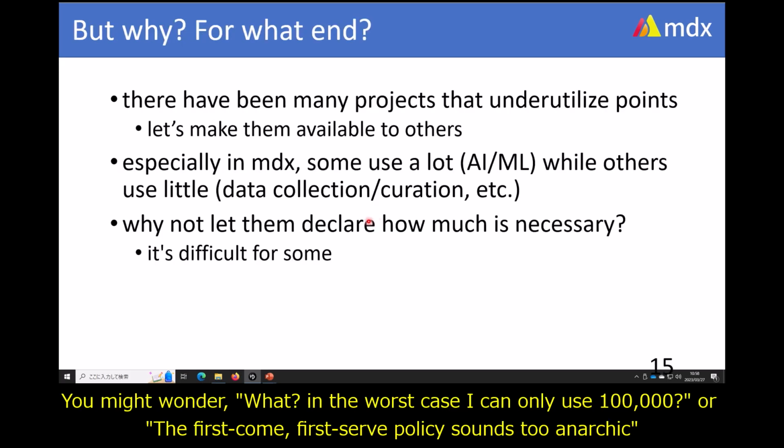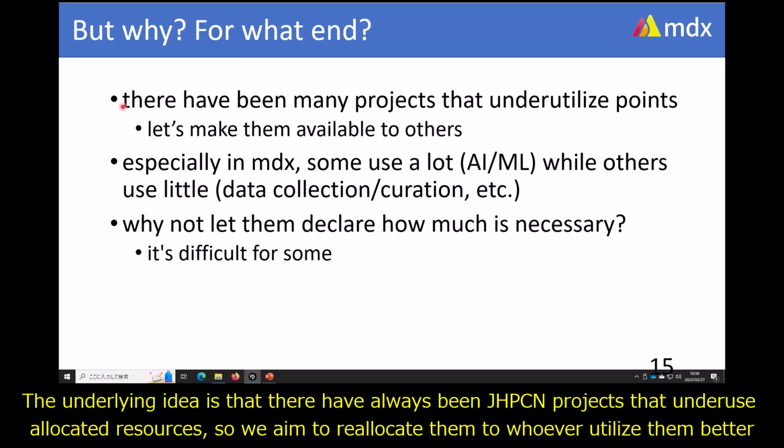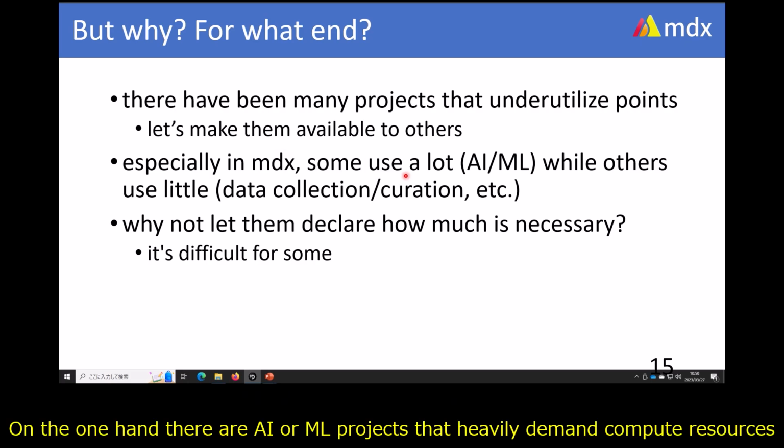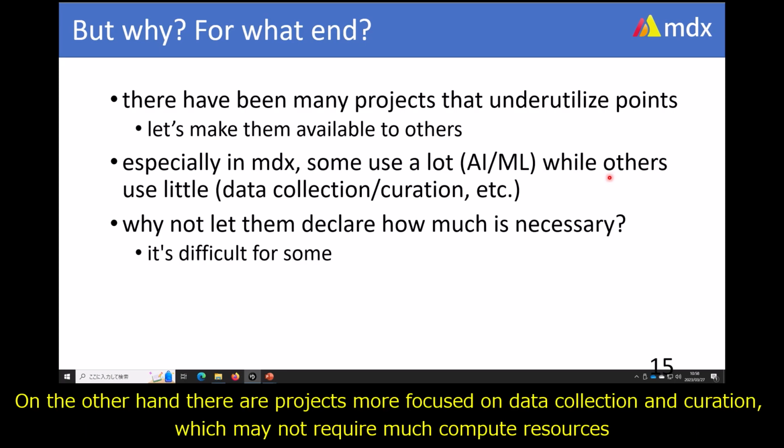You might wonder, what? In the worst case I can only use 100,000? Or the first come, first served policy sounds too anarchic. The underlying idea is that there have always been JHPCN projects that underuse allocated resources, so we aim to reallocate them to whoever utilizes them better. Especially in MDX, there are projects having vastly different demands on compute resources. On the one hand there are AI or ML projects that heavily demand compute resources. On the other hand there are projects more focused on data collection and curation, which may not require much compute resources.